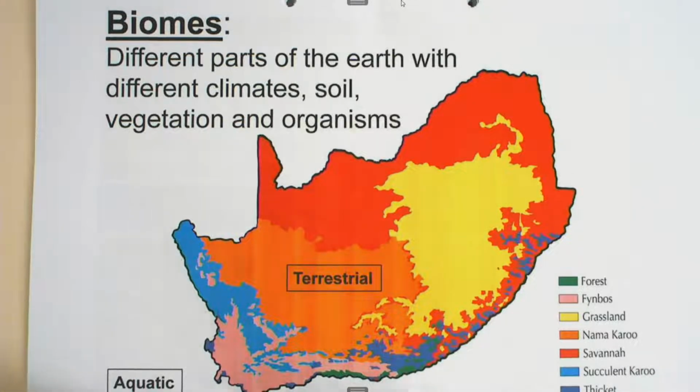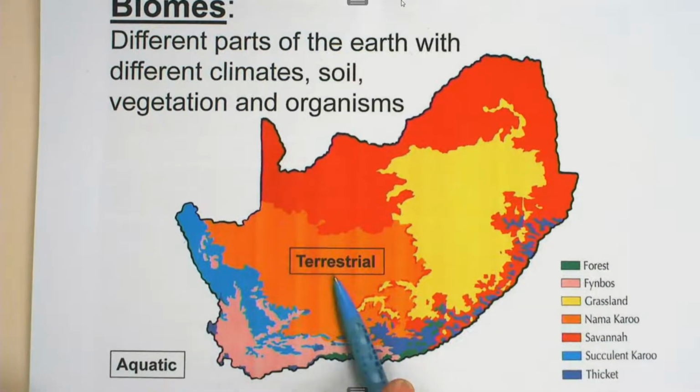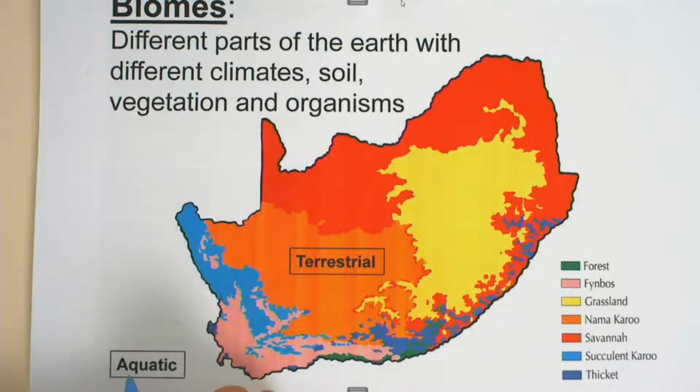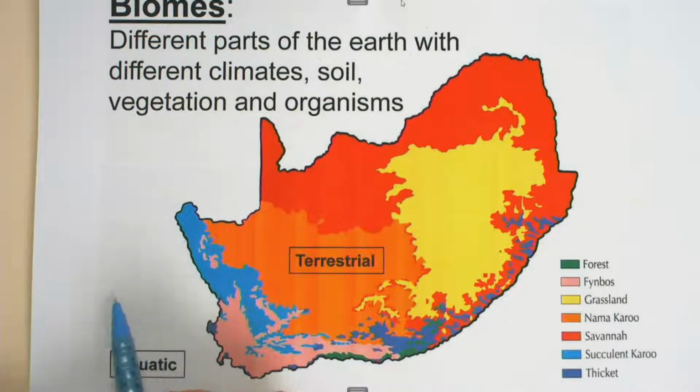Okay. Now, we have two biomes in general. We have the terrestrial biome and we have the aquatic. Now, aqua is water. That's why I put it here where we have the ocean. So the aquatic biomes will be the biomes, the living organisms and the climate, and whatever we will get inside the water, that is the aquatic biome.